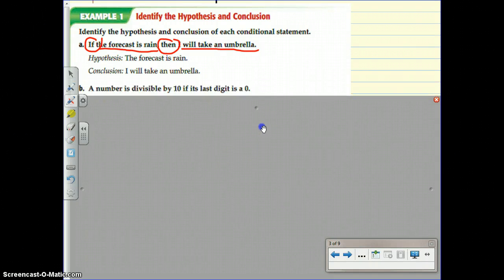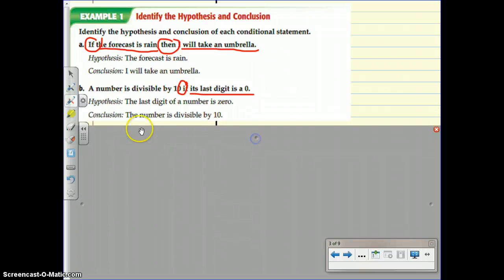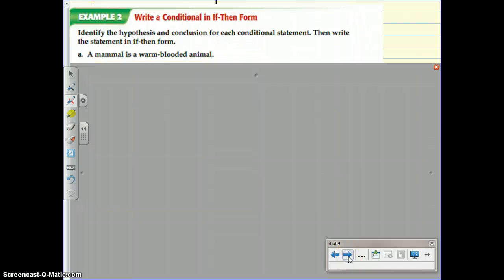Let's try it again. A number is divisible by 10 if its last digit is 0. So if it's not written in if-then form, that's our first step. Do you see what our if part is going to be? If the last digit of the number is 0, then the number is divisible by 10. Awesome.